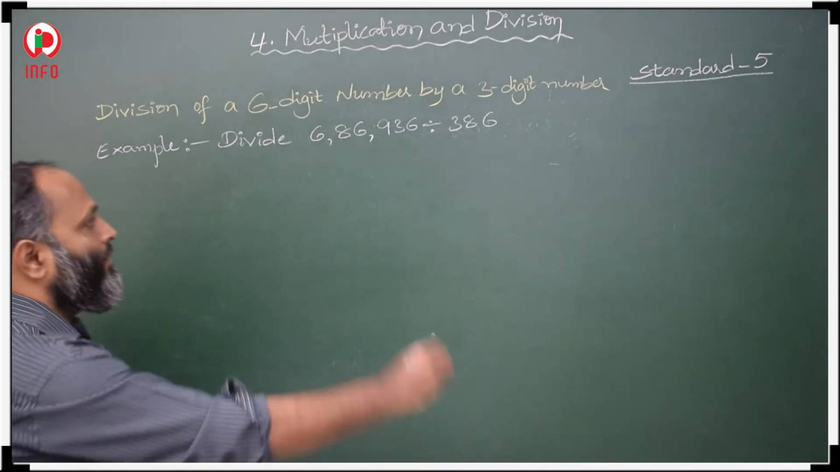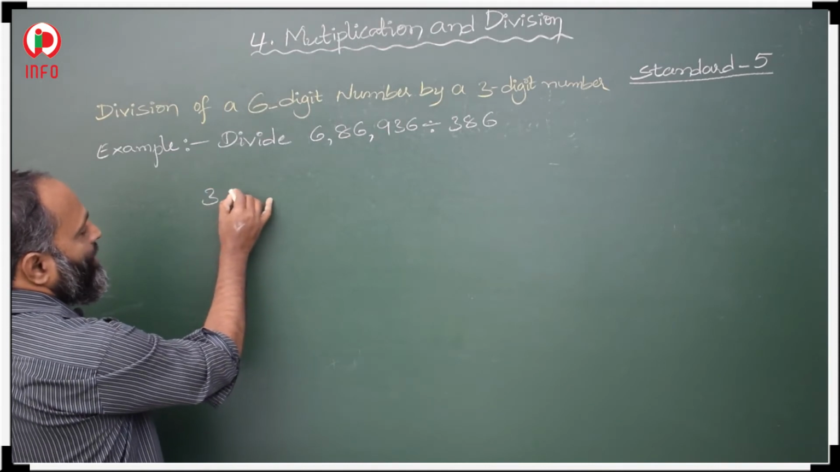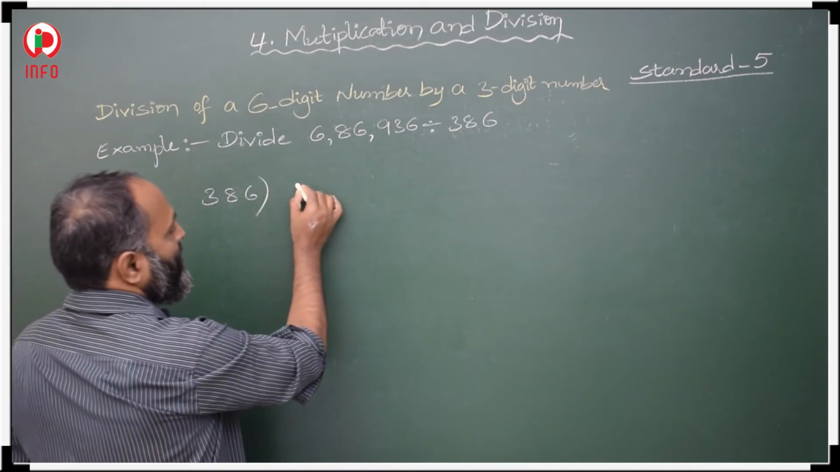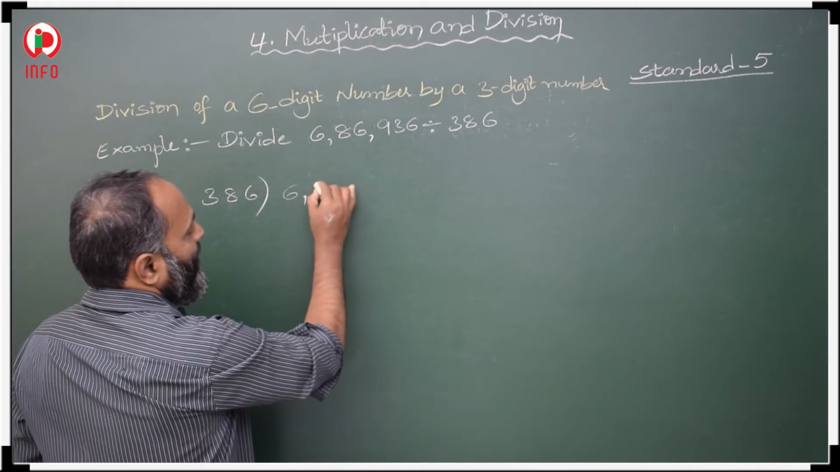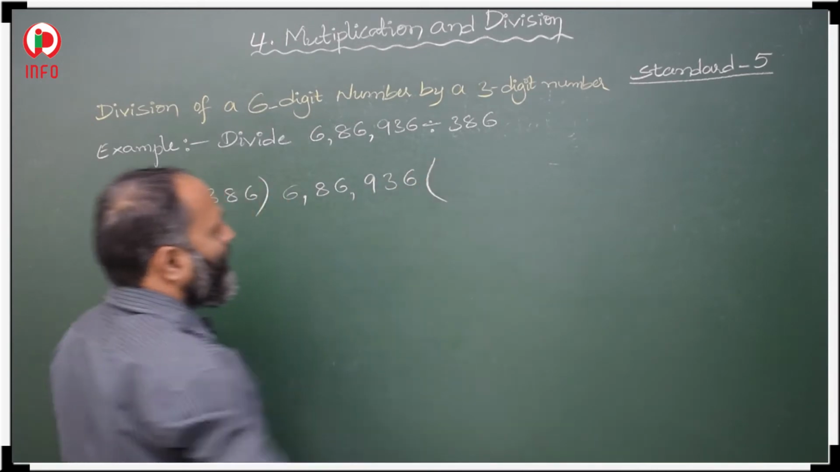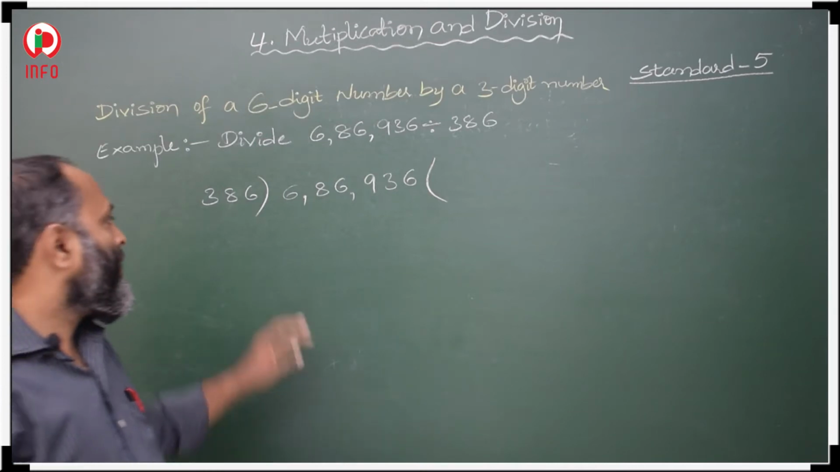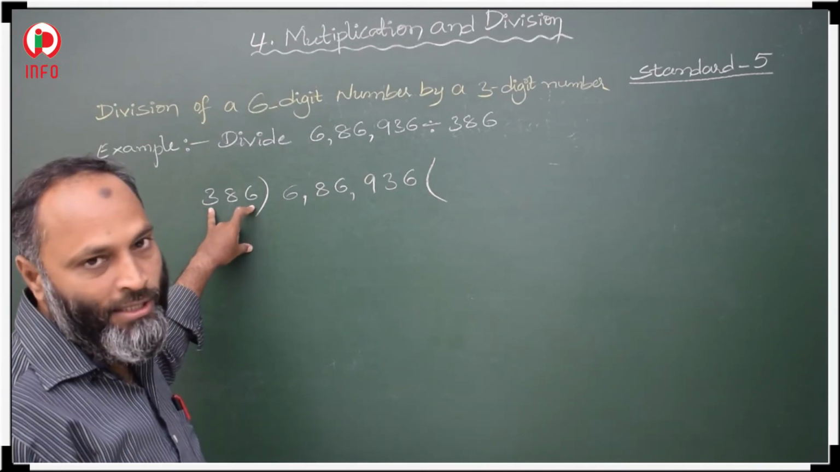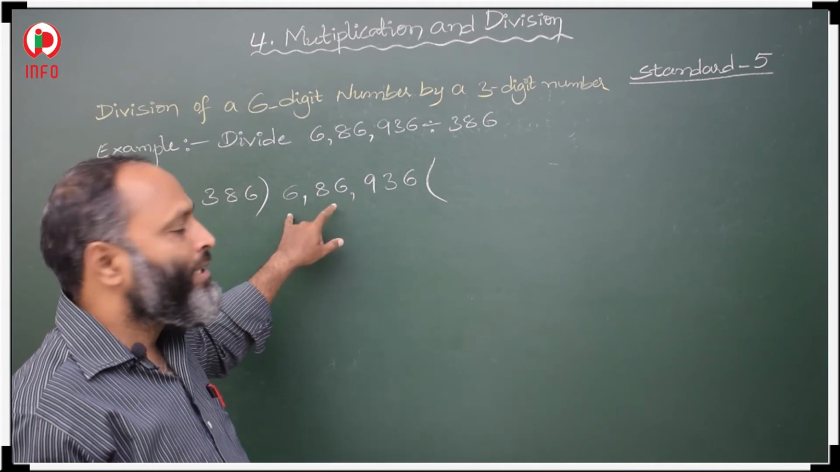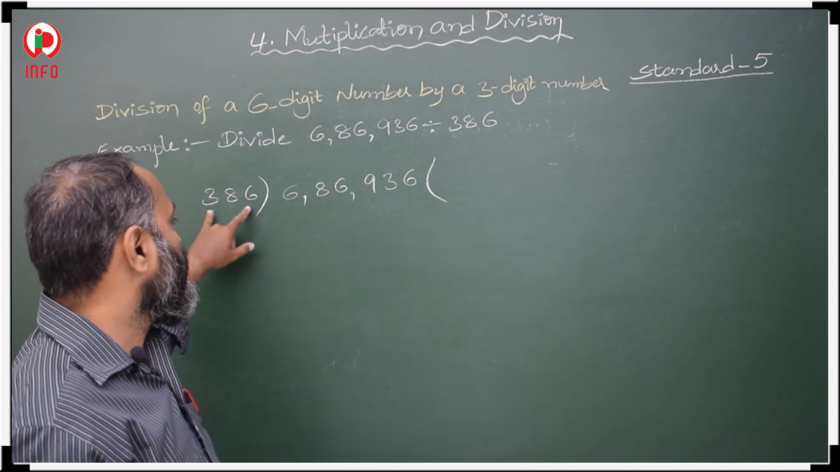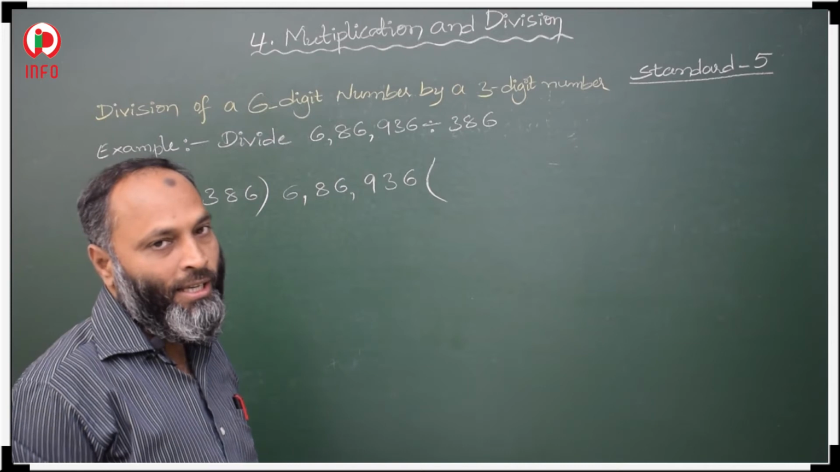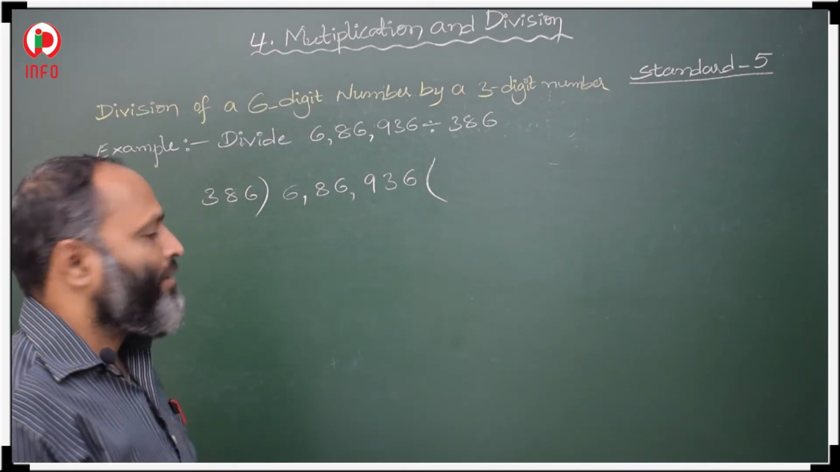Then how to divide? See here. First you take your divisor, 386. With this number we have to divide 6,86,936. Here how many digits do we have? We have 3 digits. So here also you have to take 3 digits, 686. 686 is greater than 386. So 1 digit is enough. No need to take second 2 digits.